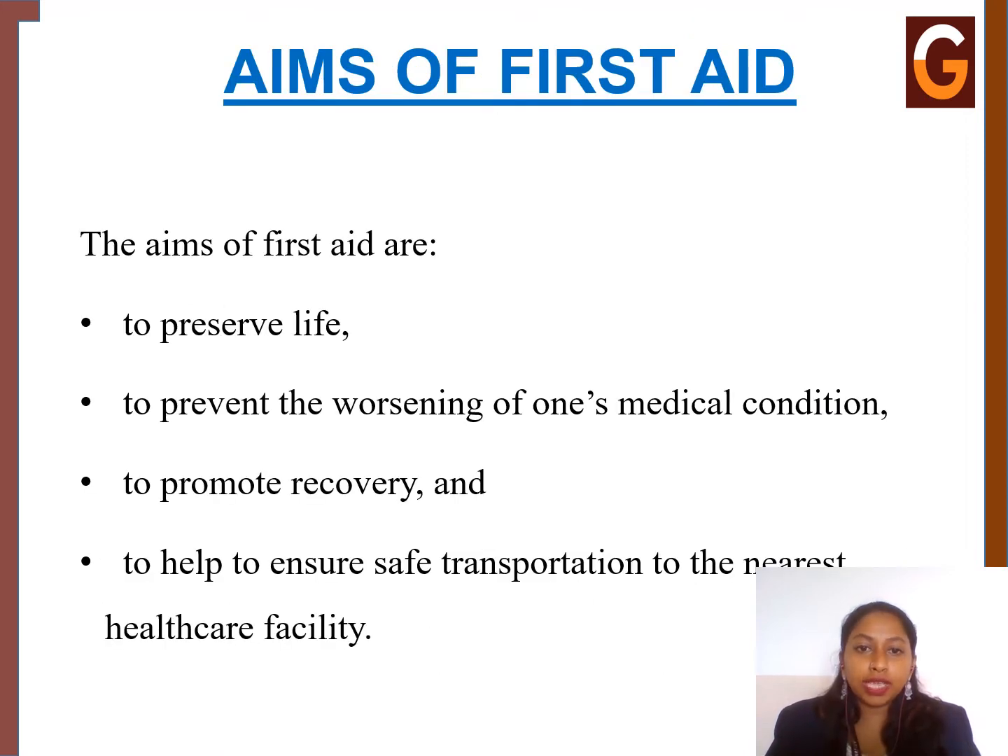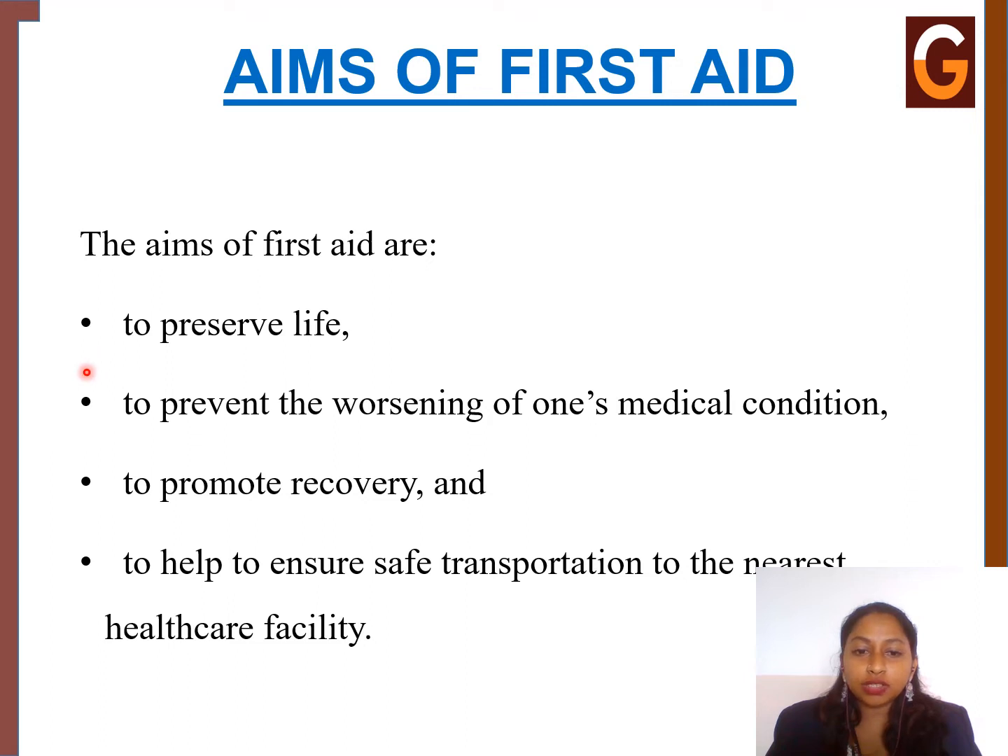Let's go to the aims of first aid. So the aims of first aid, the first and foremost is to preserve the life. So preserving the life is a very important aspect. So when you are trying to give the first aid to a victim, you are trying to save their life from any kind of worsening conditions or situation.